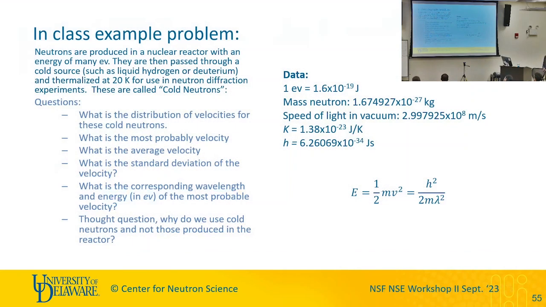So I left an example for you to work through. We're not going to do it. We're going to now take a break. The example you could work through is just basic statistical thermodynamics, the Maxwell-Boltzmann distribution. If I have neutrons, they have a wavelength. They come from a certain temperature. They'll have a wavelength distribution.